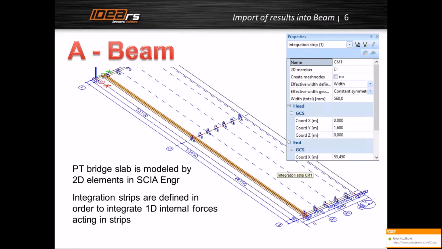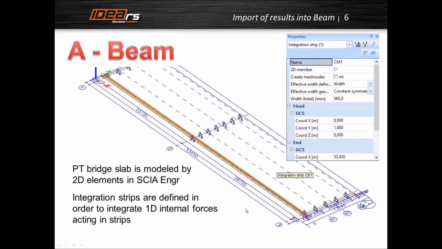Second one is actually still the type A, which is the workflow with import of results only, but into a beam of IDEA StatiCa. This is an example from our Dutch customer. It is a post-tensioned bridge slab, which is modeled by 2D elements in SCIA Engineer.